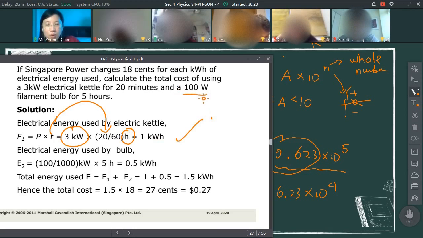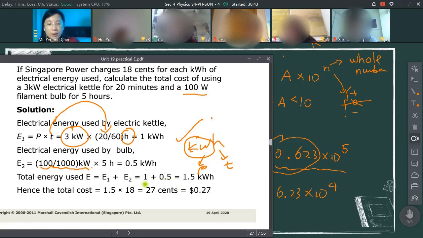Then the other one is 100 watt. You shall change it to how many kilowatt? Because for kilowatt hour, change the unit to kilowatt for power. Okay, the time should be in hour. So you do kilowatt hour, how many kilowatt times how many hour. Then the total energy is the sum of the two appliances. Total energy consumed, then you times the cost. Okay, this is like a math question.